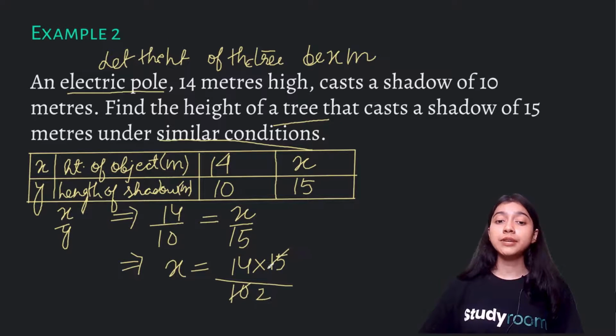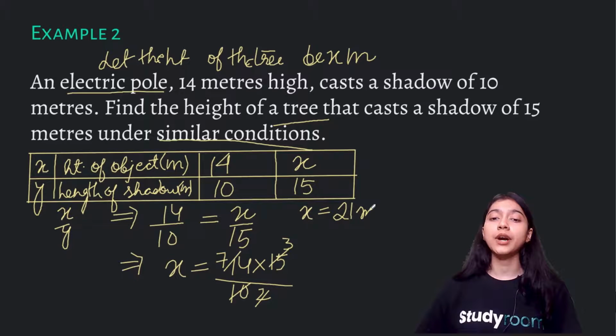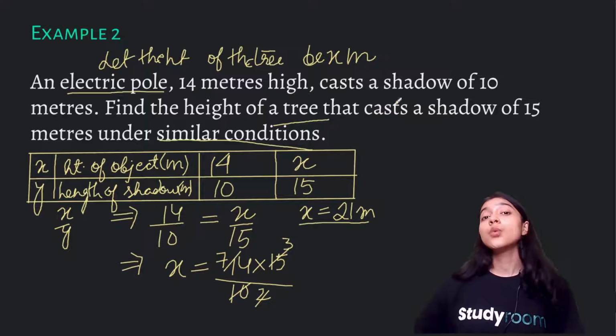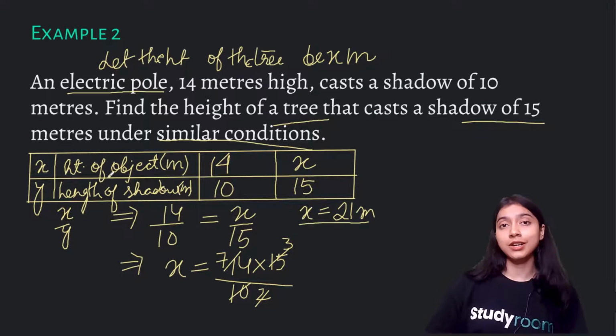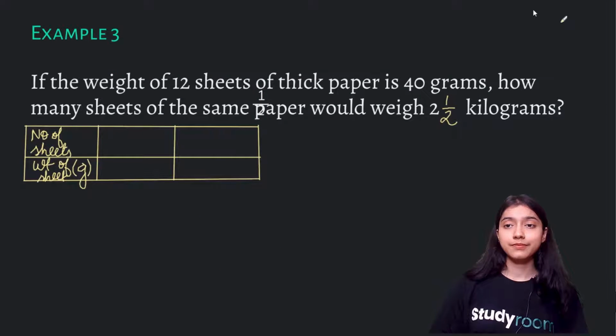So 5 2 times 10 and 5 3 times 15. 2 multiplied with 7 gives us 14. So ultimately the height of the tree, that is x, is equal to 7 into 3, which gives us 21 meters. So 21 meter is the height of the tree which is capable of casting a shadow of 15 meter under the similar condition. So this is the method of solving these types of problems.